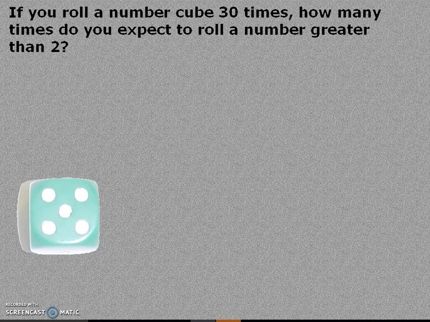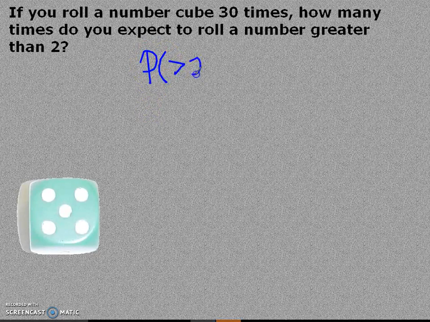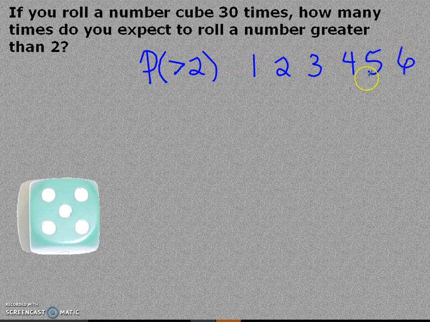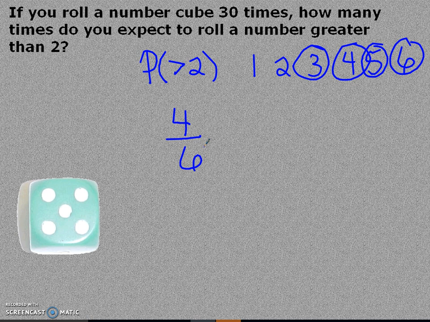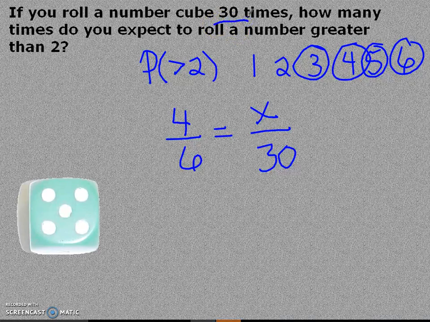If you roll a number cube 30 times, how many times do you expect to roll a number greater than 2? So we're going to take the probability of greater than 2. On a number cube, you have 1, 2, 3, 4, 5, and 6. 3, 4, 5, and 6 are greater than 2. So the probability of greater than 2 is 4 out of 6. So you can say 4 out of 6 equals x out of my new 30 times.